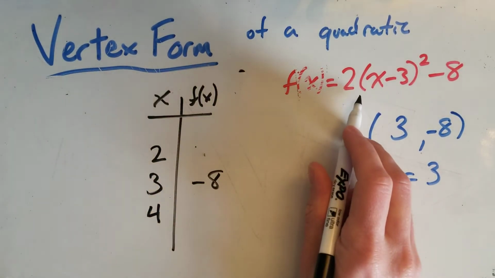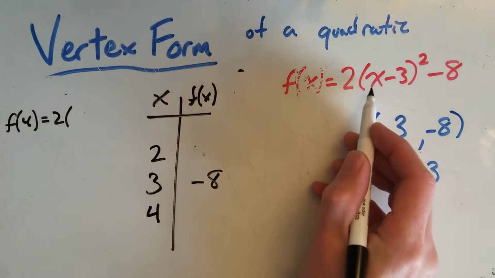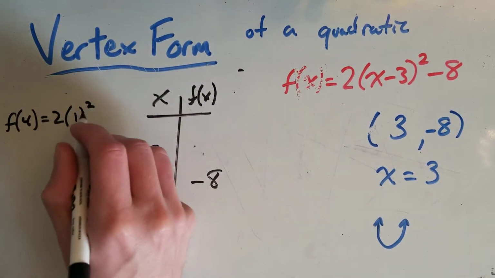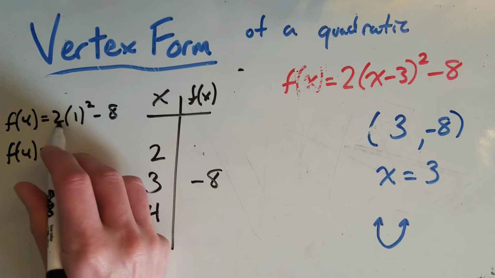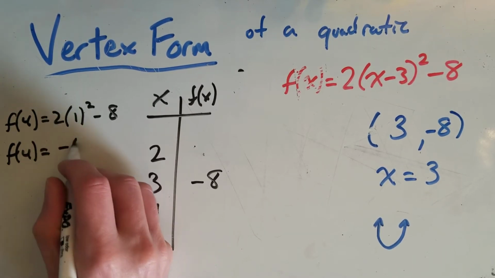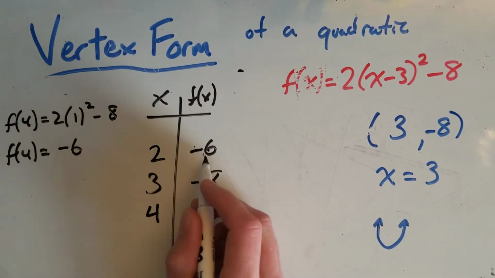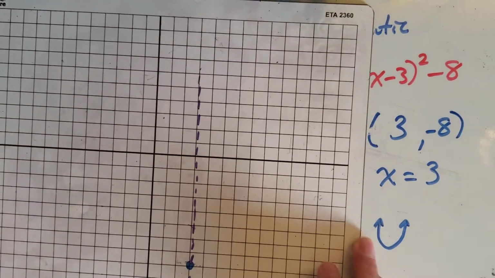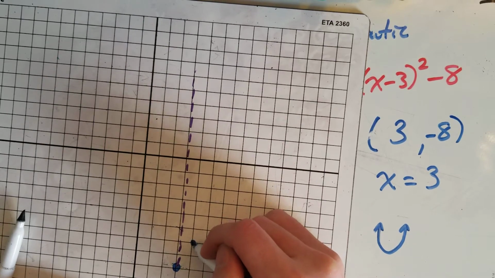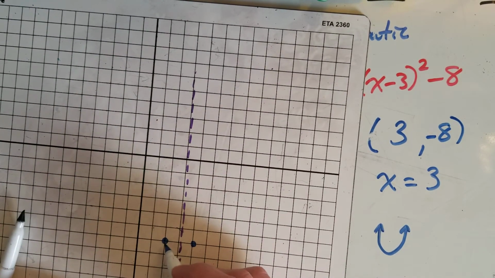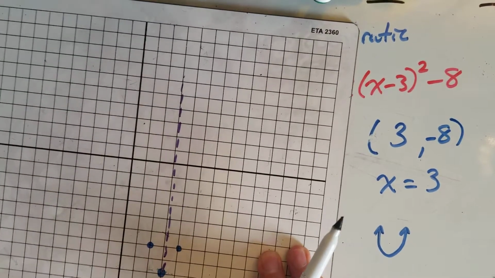So if you put 4 into this function, I'll do it over here, f of 4, you're going to have 2 times 4 minus 3 is 1 squared minus 8. So f of 4 is going to be 1 squared is 1, times 2 is 2, minus 8 is minus 6. So since 4 is negative 6, 2 is also going to be negative 6. Because when we go to the graph, we go to 4, negative 2, 4, 6. Negative 6 will end up being the output for 2 as well because they're the same distance from that axis of symmetry. And then I would just continue.